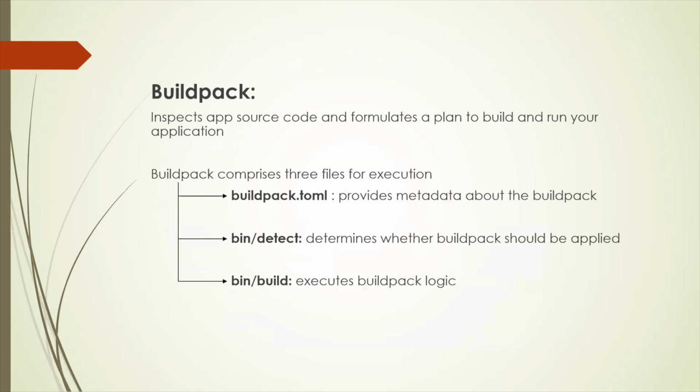Next comes the Buildpack. The Buildpack is where it inspects the actual source code. It determines from the source code directory whether, for example, if it's a Ruby application, it will try to find a Gemfile. If it's a Java application, it will try to find a pom.xml. And if it finds one, then it creates a build plan which can be applied against that particular application. So it has these 3 files for execution: buildpack.toml, providing the metadata about this Buildpack to be run; bin/detect, which determines whether the Buildpack should be applied or not; and bin/build, which executes the Buildpack logic.